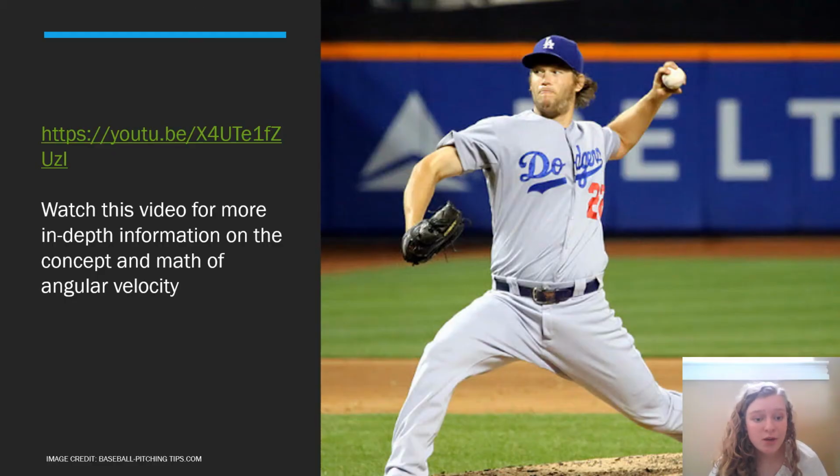So here's a video that explains the concept of angular velocity in a little bit more detail. And also this picture is nice to just visualize how you have your center point, and then all the joints working together and this baseball traveling around the shoulder in a circular motion.